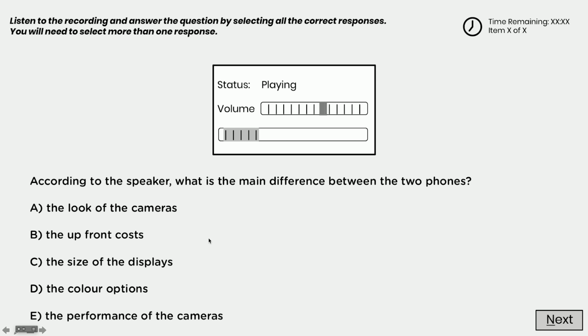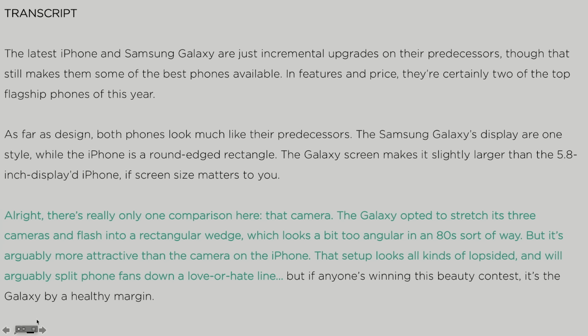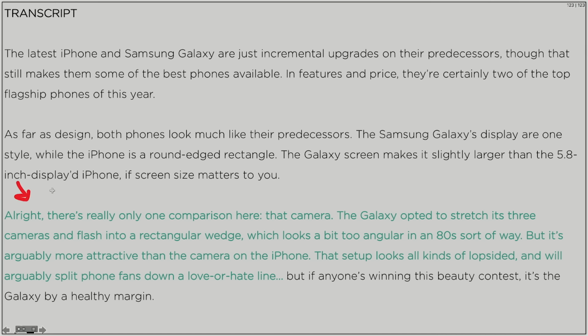So let's have a look at the transcript here. There's a critical part of the transcript just here at the bottom. All right, there's really only one comparison here. Okay, so what is the main difference? The really only one comparison. The speaker does mention all of the other things such as display size and some other features like that.